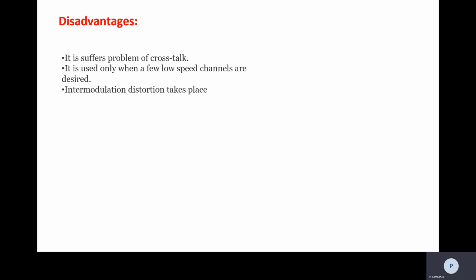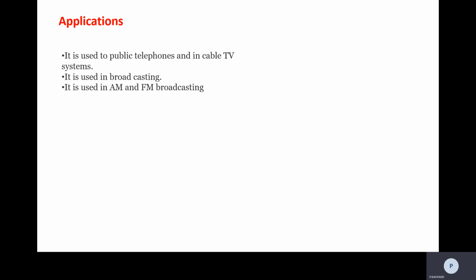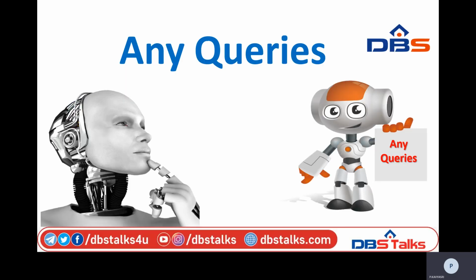And disadvantages: the main disadvantage is that crosstalk takes place in FDM, another one is that few low speed channels are desired, and intermodulation distortion takes place. We will see the applications of FDM now. It is mainly used for broadcasting purposes, in AM and FM broadcasting, and it is also used in public telephones and in cable TV systems. So this is about frequency division multiplexing.